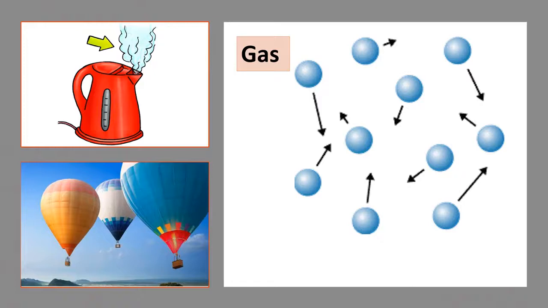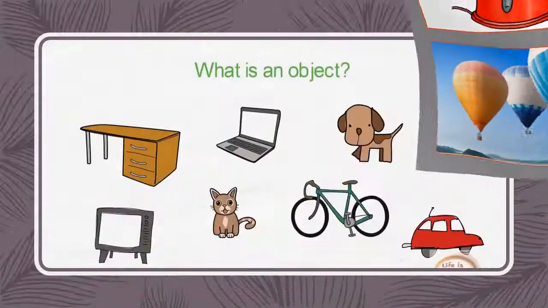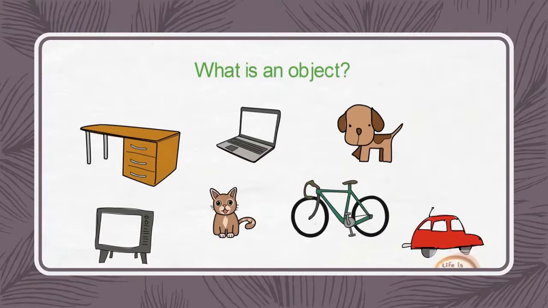You cannot keep it in an open container. If you close the container, then only the gas will remain in that particular place. Otherwise, if the container is open, the gas will spread around and you will have the particles of the gas spread throughout the room. The next important thing that we have today is what is an object.